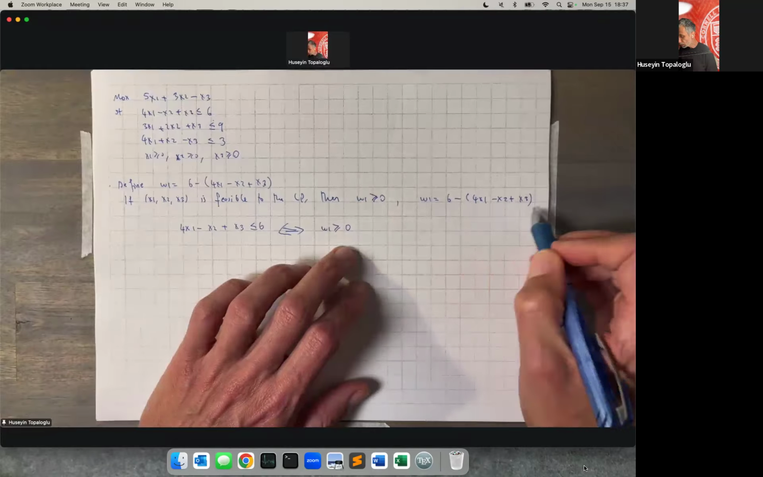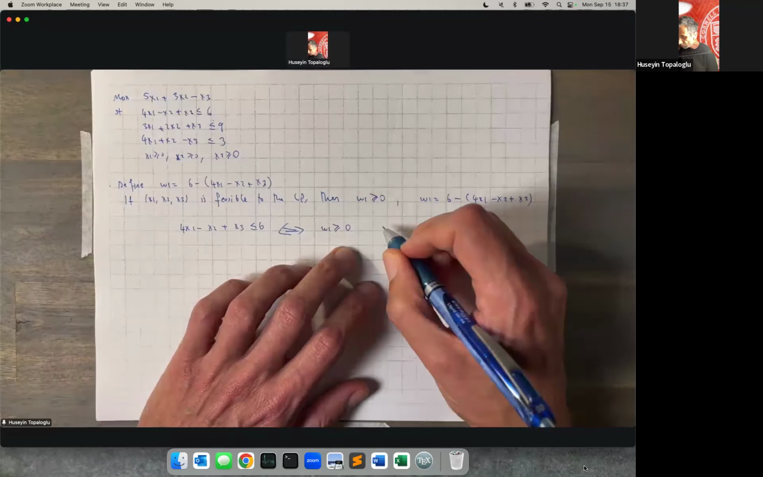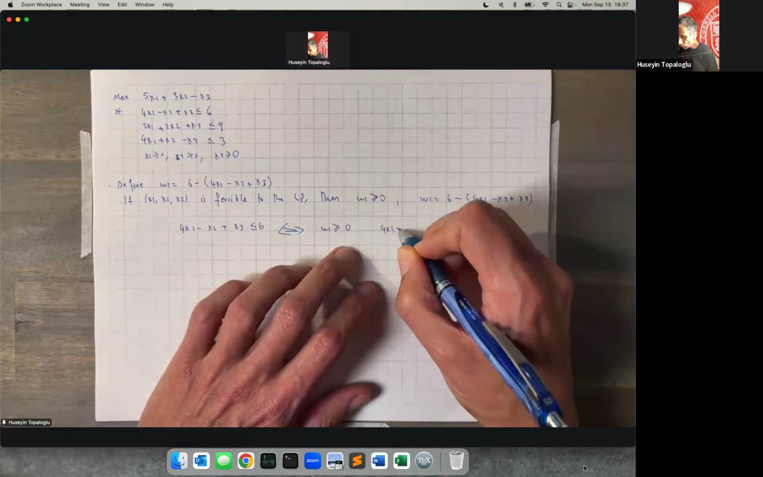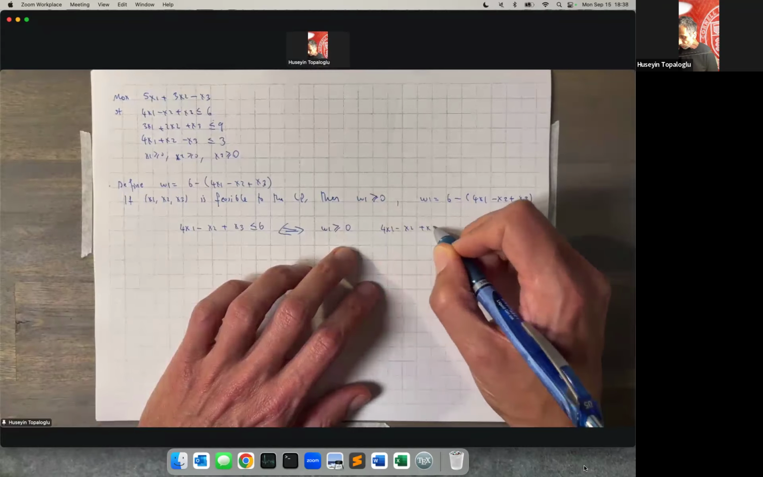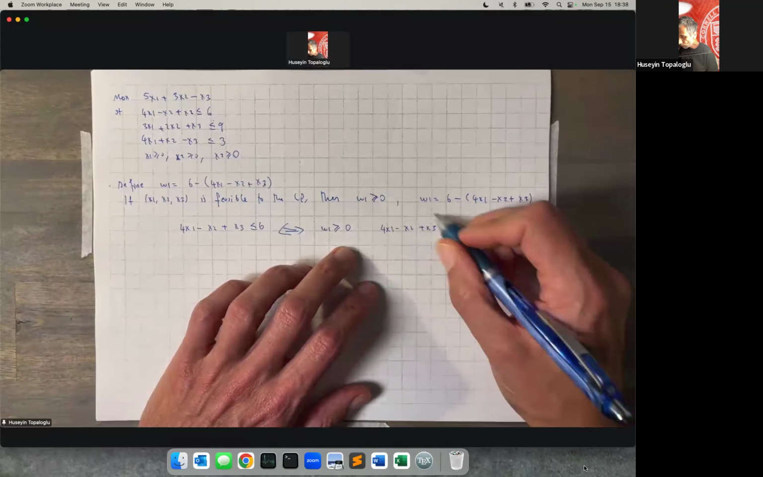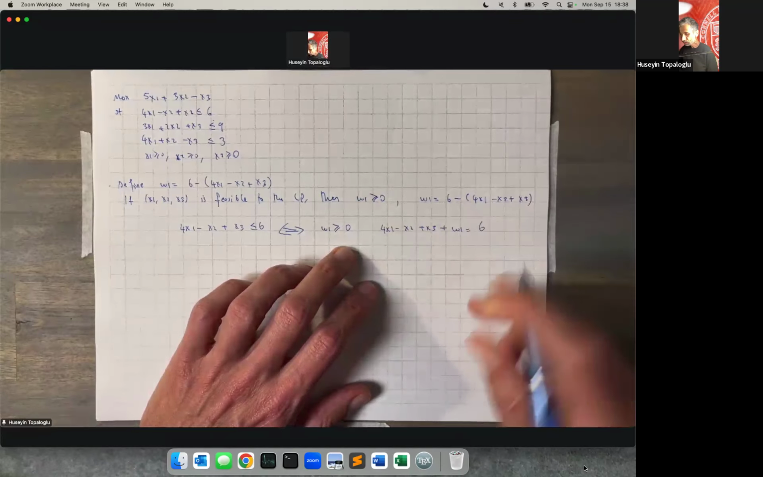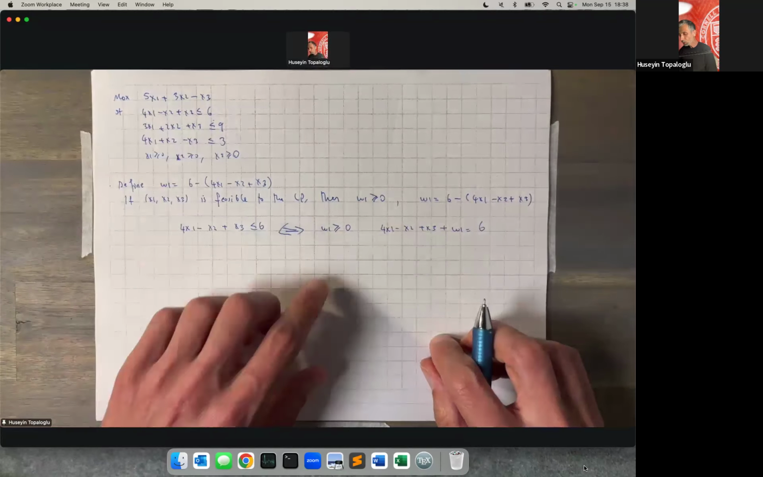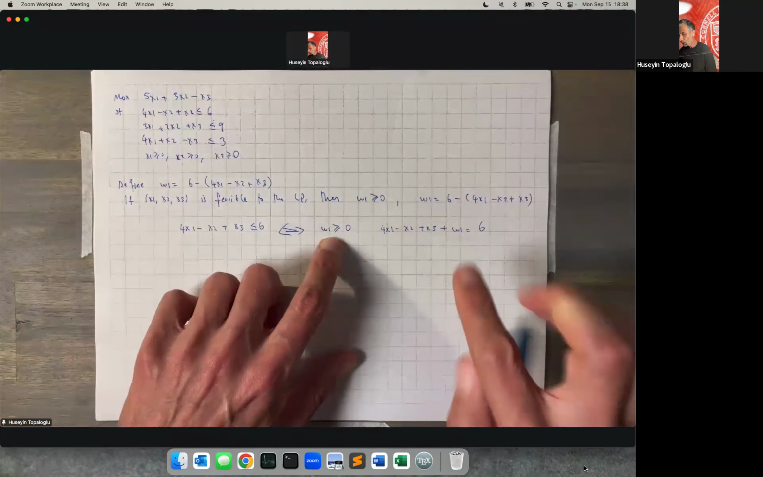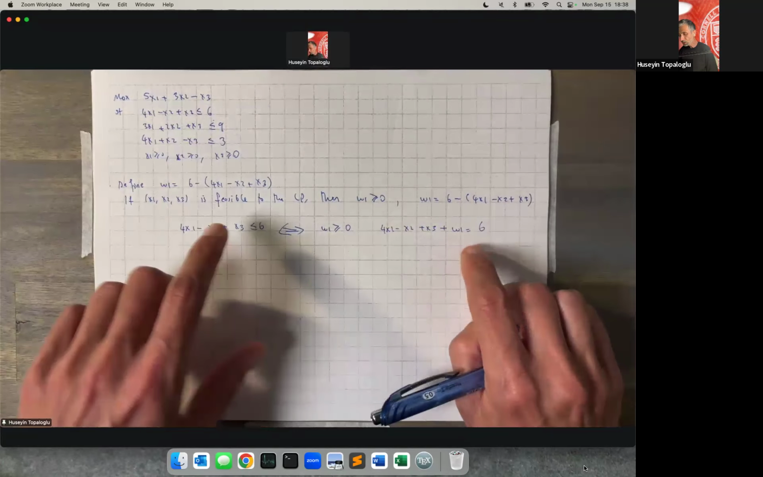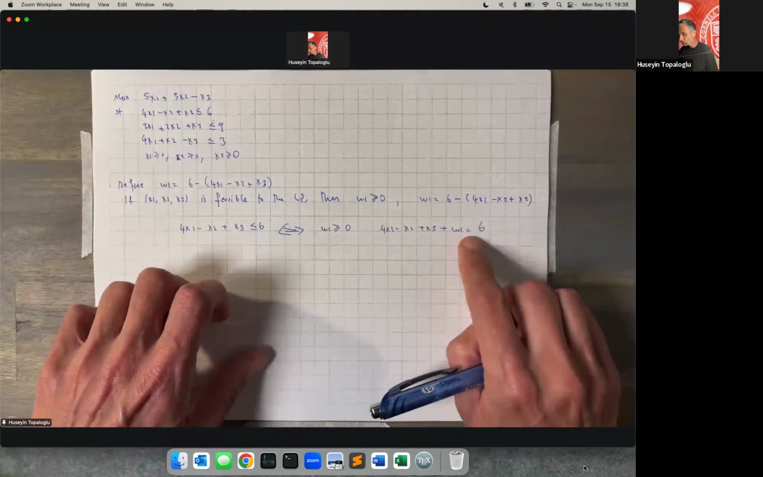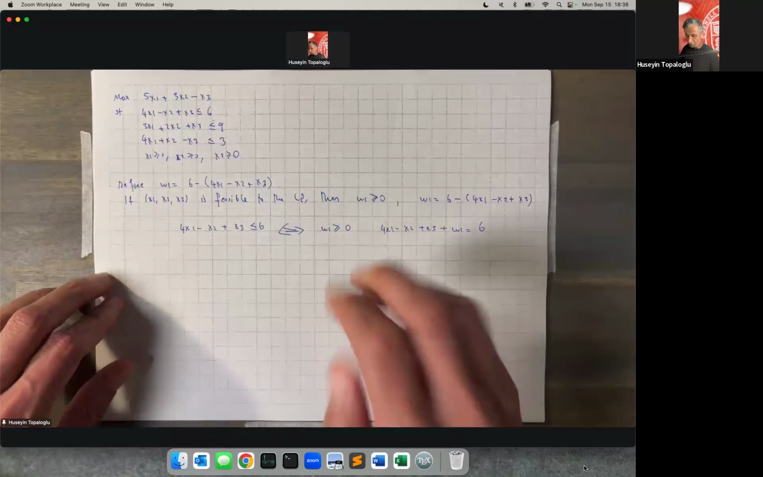And in this definition of W1, let me take the terms in the parentheses to the left-hand side: 4x1 minus x2 plus x3, plus W1 equals 6. So the first inequality constraint is equivalent to non-negativity on W1, and W1 defined like this. It is equivalent to this equality constraint and non-negativity on W1.